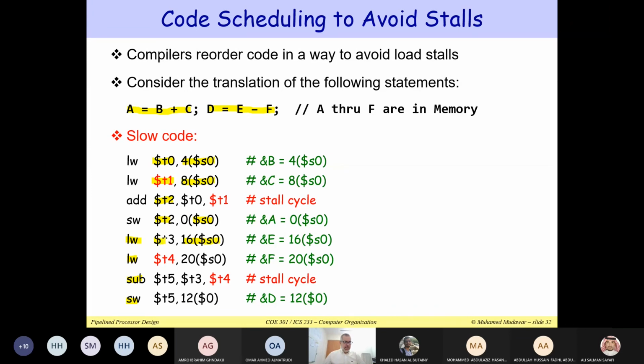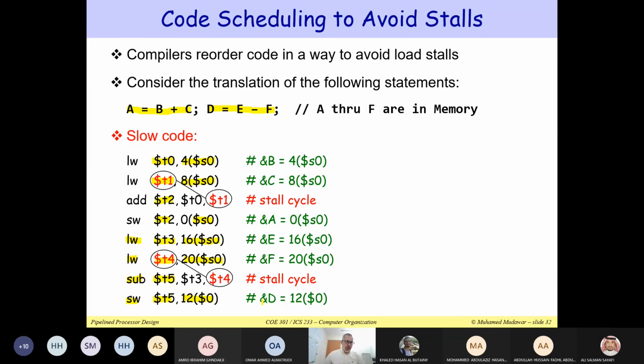So we load the value of E into T3. 20 plus S0 is the address of F. So load the value of F into T4. Do the subtraction, put the result in T5, and store T5 at 12 S0, which is the address of D. So we are loading from memory, we are doing the computation, and then we are storing the result in memory.